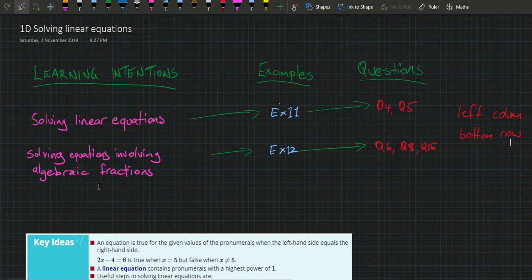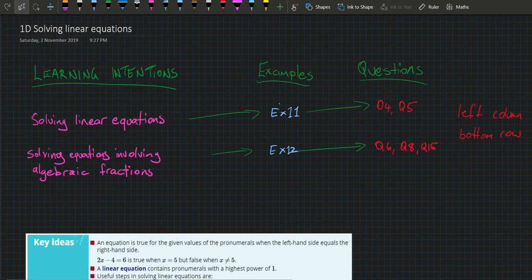Okay, welcome to exercise 1D, solving linear equations. In this exercise, our learning intentions will be solving linear equations and also solving equations involving algebraic fractions. So it does get a little bit complicated at that stage. There is a lot of pre-learning questions, even though there's only 2 examples.